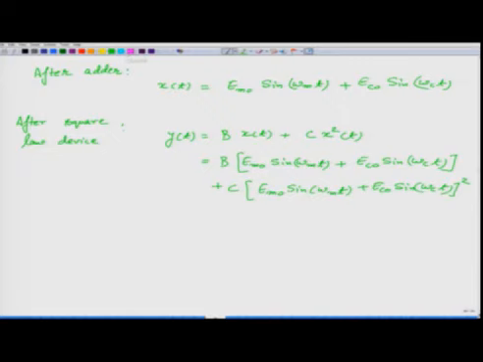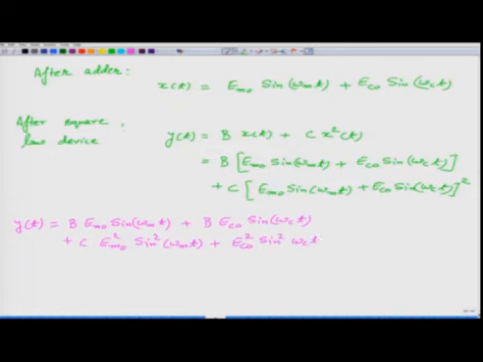Now, let us expand this. What we will get, y(t) will become equal to b E_m0 sine omega_m t plus b E_c0 sine omega_c t plus c E_m0 squared sine squared omega_m t plus E_c0 squared sine squared omega_c t plus 2 E_m0 E_c0 sine omega_m t multiplied with sine omega_c t.